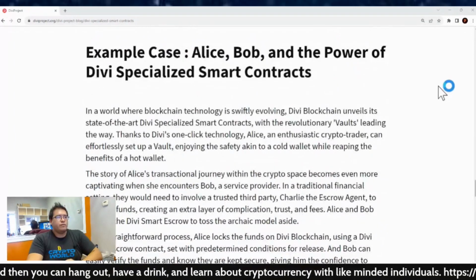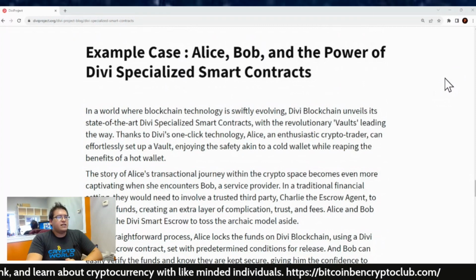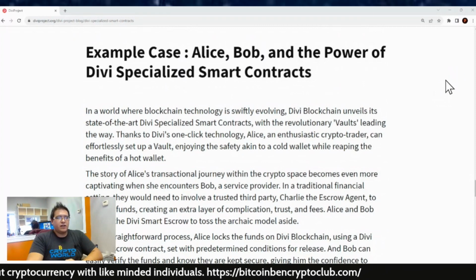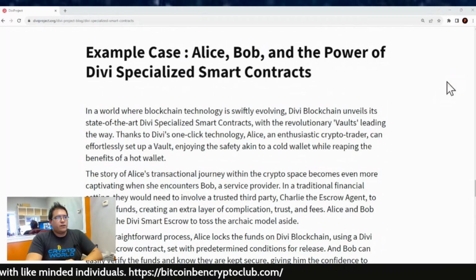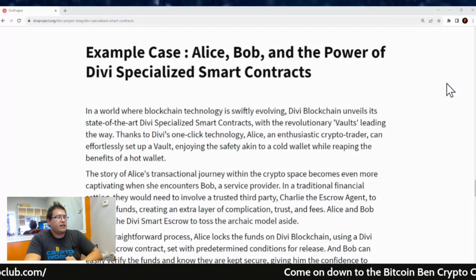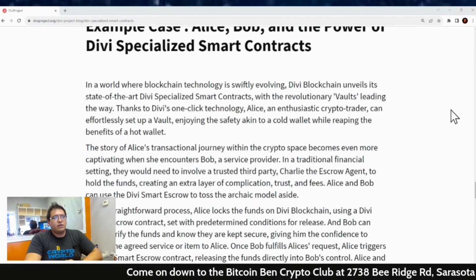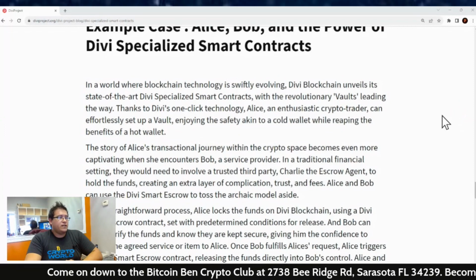Now, in a world where blockchain technology is swiftly evolving, Divi's blockchain unveils its state-of-the-art Divi specialized smart contracts. With the revolutionary vaults leading the way, thanks to Divi's one-click technology, Alice, an enthusiastic crypto trader, can effortlessly set up a vault, enjoying a safety akin to a cold wallet while reaping the benefits of a hot wallet.